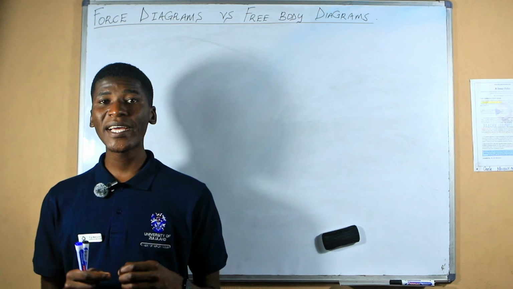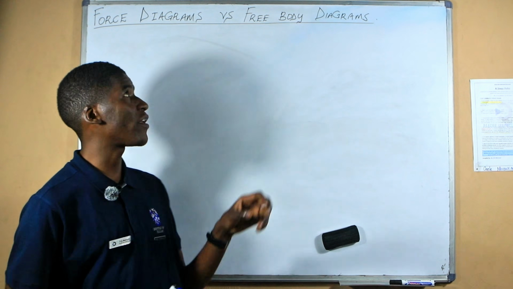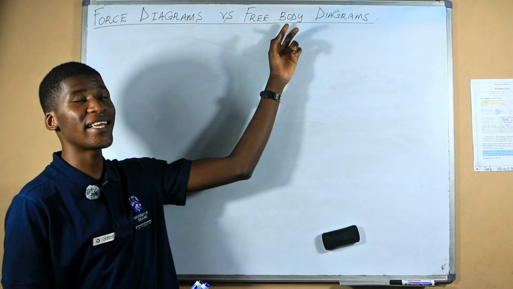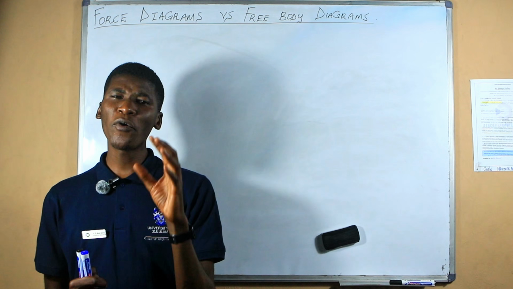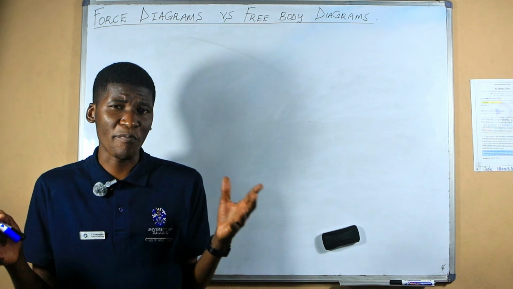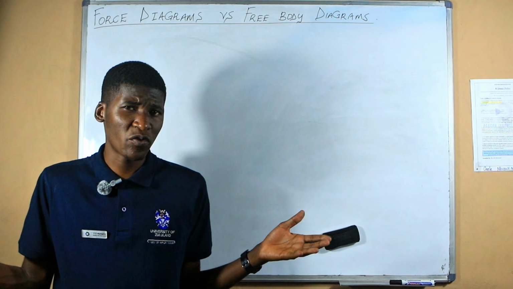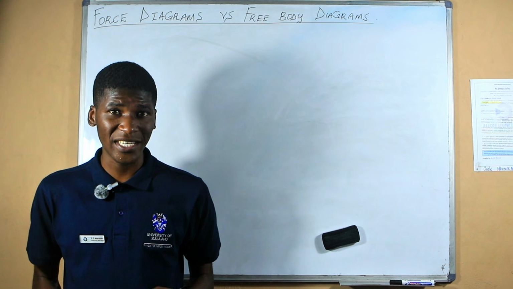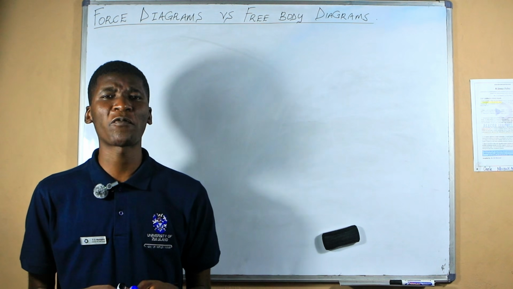So we have two types of diagrams to learn in this video. We have a force diagram as well as a free body diagram. Both these diagrams try to describe the forces. They try to mention what forces are acting on an object, or what forces are applied on an object, but those diagrams are different from one another.